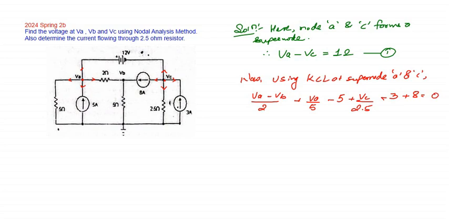Here, while writing the supernode equation, we write the equation for node A and node C in the same line. This forms the equation 7 by 10 VA minus 1 by 2 VB plus 1 by 2.5 VC equals 0. This is equation number 2.